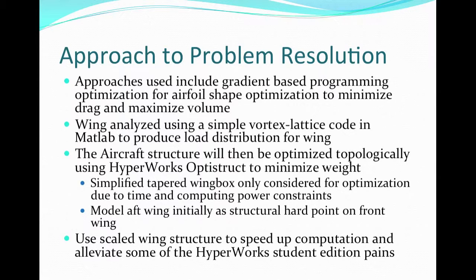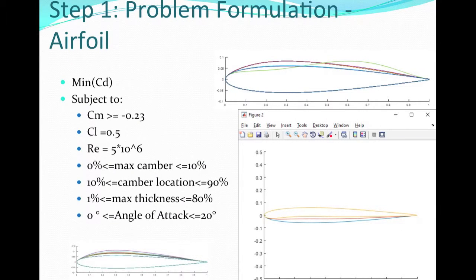Then it's going to take that airfoil shape and analyze the wing load distribution, and after that the wing structure will be optimized in HyperWorks. It'll be topology optimization. It's going to be a simplified wing box that's modified. And so step one is completed so far.